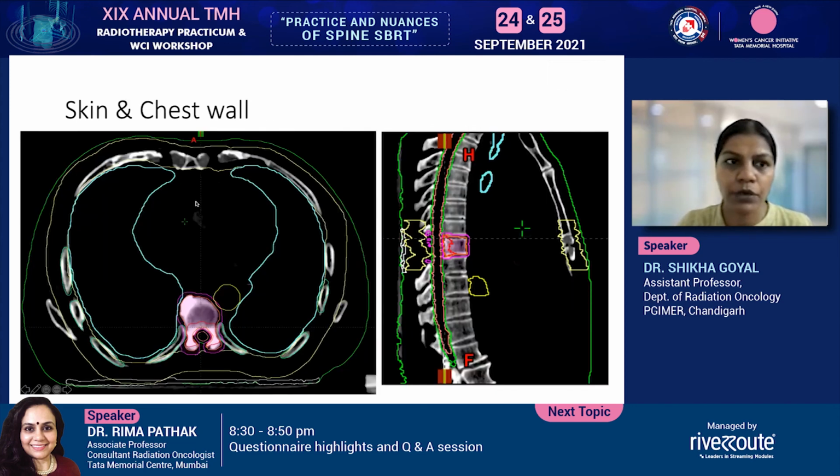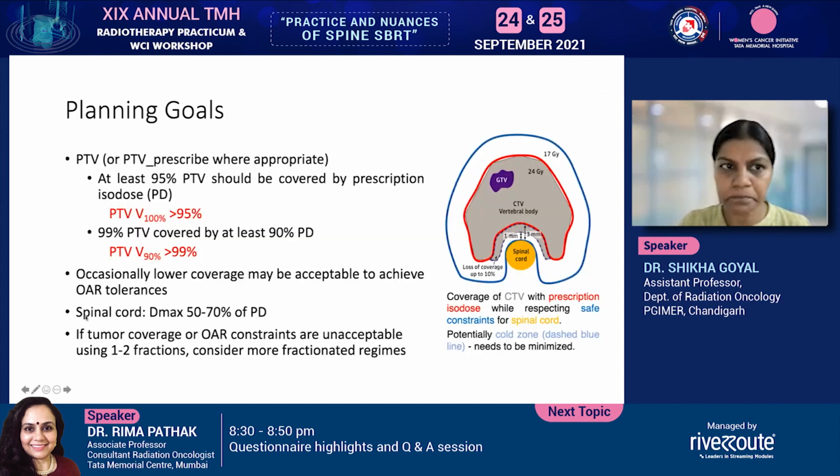This is an example of how the skin and chest wall is delineated. The ribs are delineated, the chest wall is delineated as a 2 centimeter thick rind around the lungs, and the skin is delineated as a 3 to 5 millimeter thick structure, especially in the posterior part close to the vertebra, but ideally all around the body. The planning goals would be discussed in a subsequent presentation.